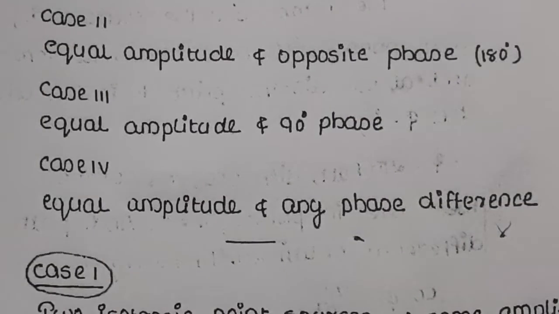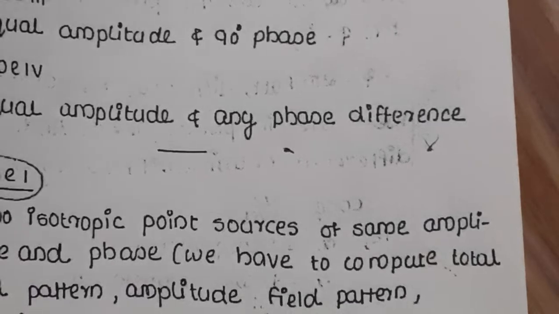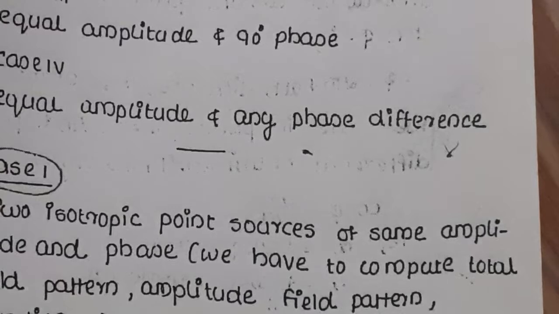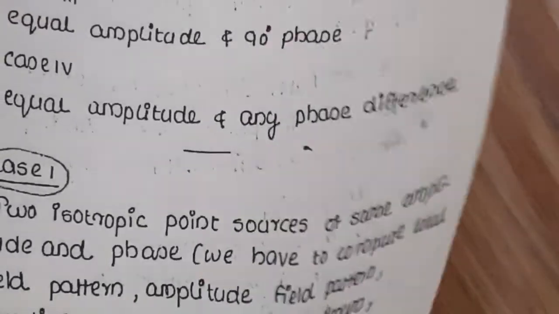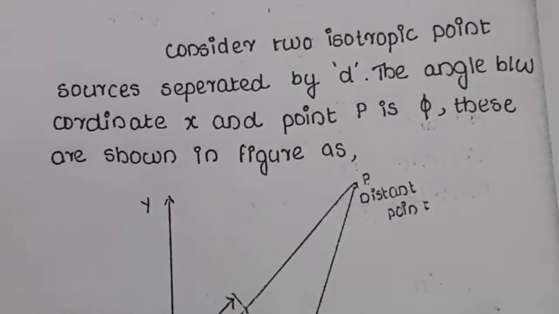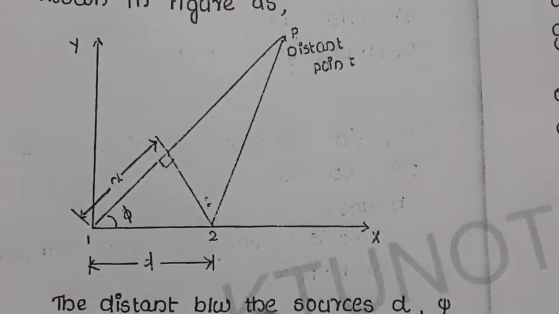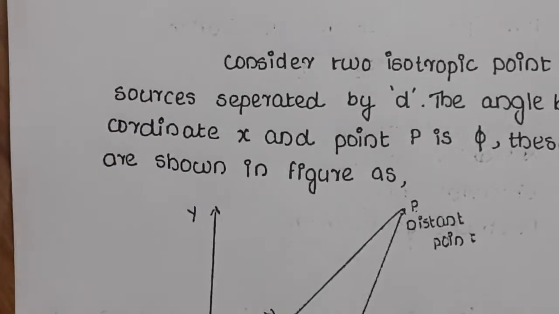Now we are briefing about the 2 point sources, the isotropic sources with the same amplitude and phase. We have to incorporate the total field pattern and the amplitude field patterns, direction of maximum and minimum also. In this connection, just we go through this. This is the half power point. Whatever we discussed about the 2 point sources, one is at the origin, another one is advanced with respect to the origin. We consider that.